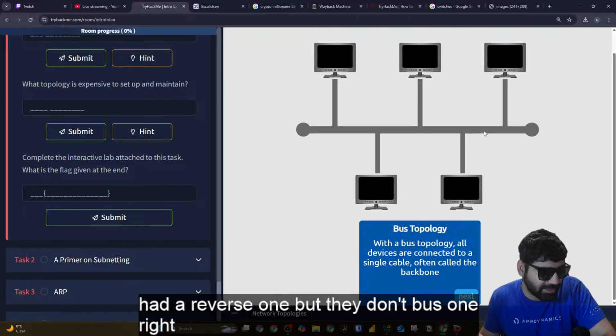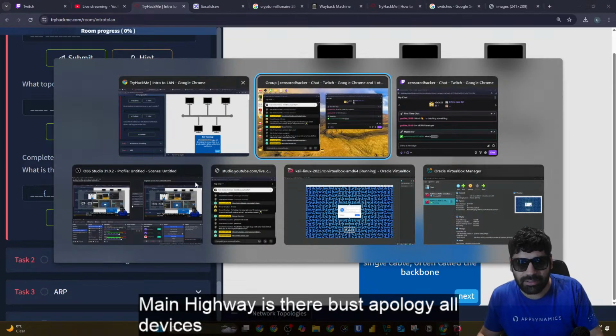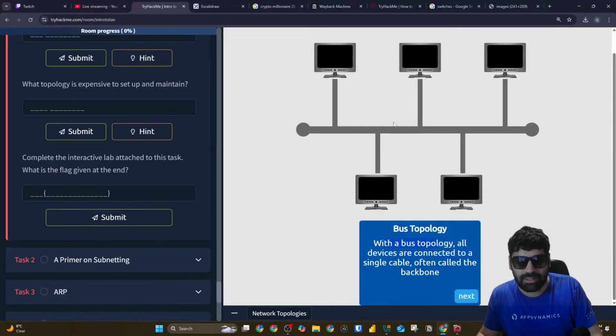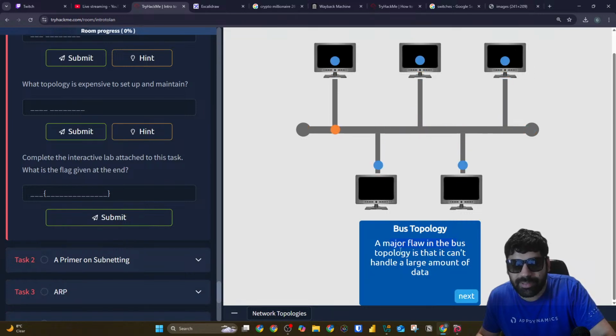Bus one, right? A main path is there. A main highway is there. Bus topology. Let me turn off the caption because it will be hard for you guys to see. With a bus topology, all devices are connected to a single cable, often called the backbone. So this main big one is called the backbone. Data is sent in both left and right directions of the backbone until the packet's destination is reached. So basically, the device might be here, but it has to send in all directions, which is kind of a wastage. A major flaw in the bus topology is that it can't handle a large amount of data.